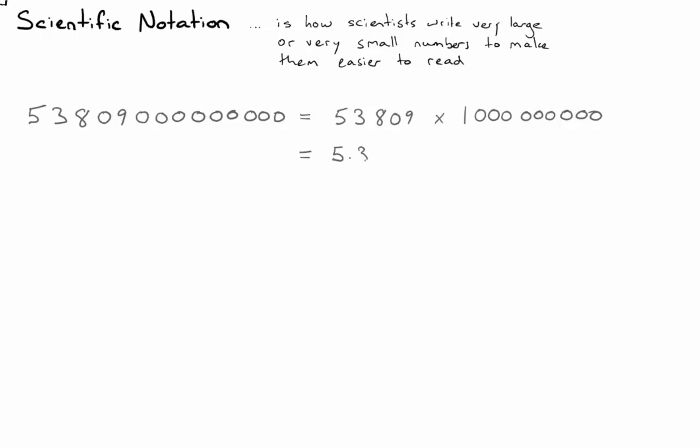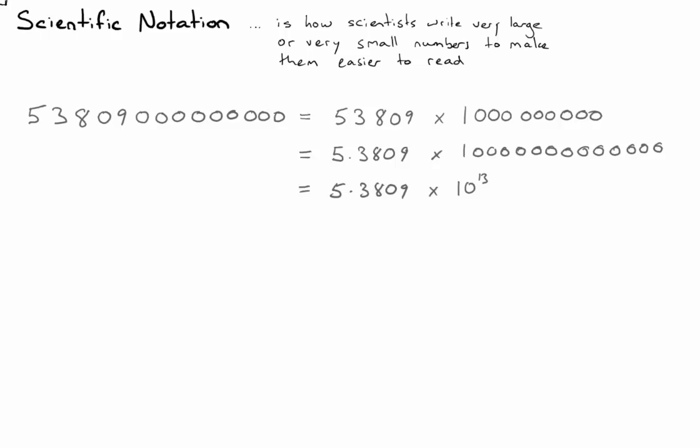We could say it's 5.3809 times 1 with 13 zeros after it. And to make this actually look simpler, we can say that equals 5.3809 times 10 to the power of 13, which is just 10 times itself 13 times. This is scientific notation.